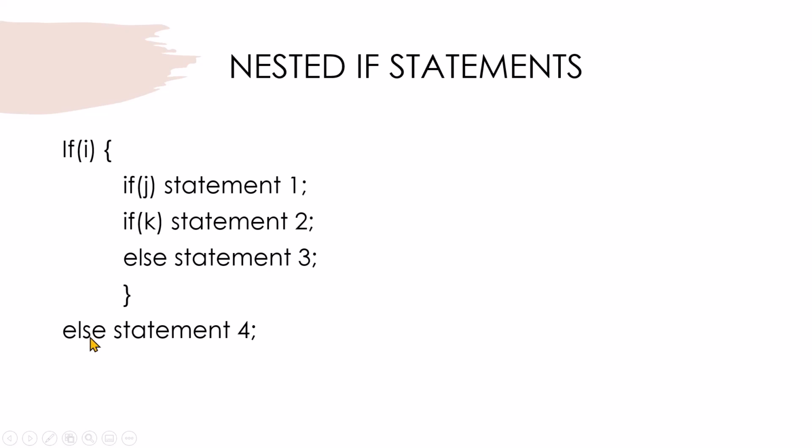Important to note that this else is associated with this if. But this else is outside the code block. So which if is associated with this or this one? And the answer is this one, right? The clue is because it's outside the code block.